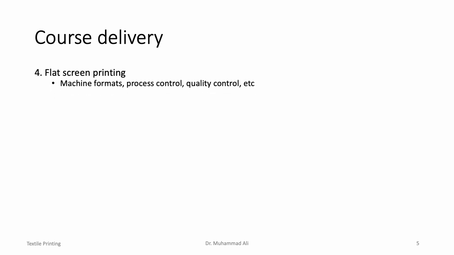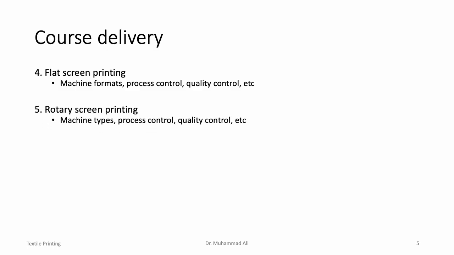Subsequently, when we delve deeper into the screen printing processes, we will first cover flat screen printing. There are different formats of the machines that are used for this purpose, which we will cover in this lecture series. We will talk about process control and, of course, quality control. We will then talk about and study rotary screen printing in detail. Again, here we will cover different machine types and, of course, process control and quality control aspects as well.